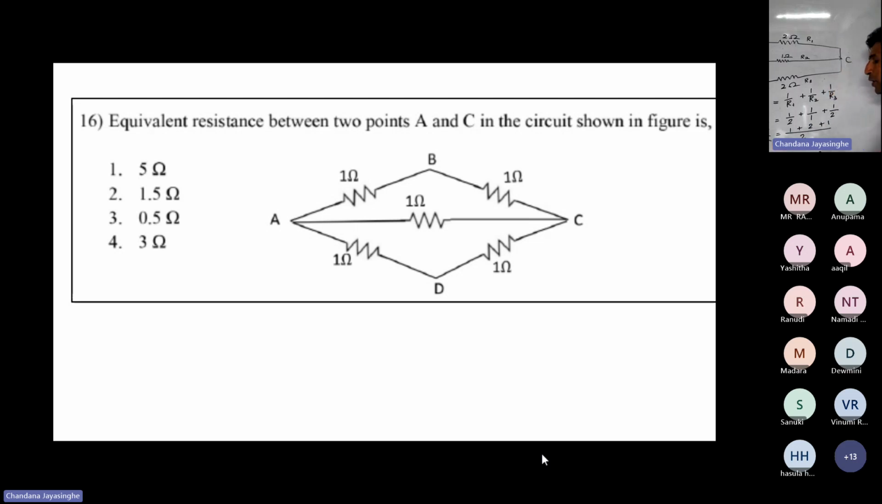So here we have to solve for R. Due to having the equation here, we go for the cross multiplication. 1 plus 2 plus 1 means 4. 4 multiplied by R, that means 4R equals 1 multiplied by 2, 2. 4R equals 2. R means 2 divided by 4. 2 divided by 4 means 0.5 ohms.